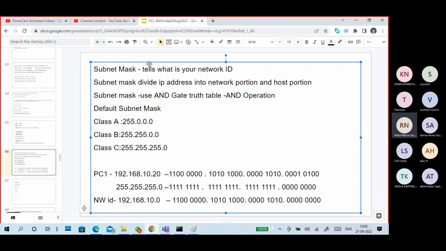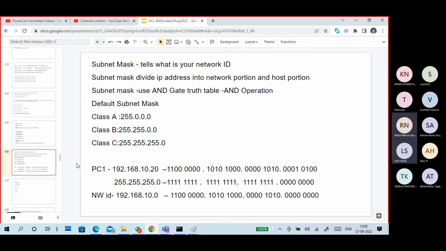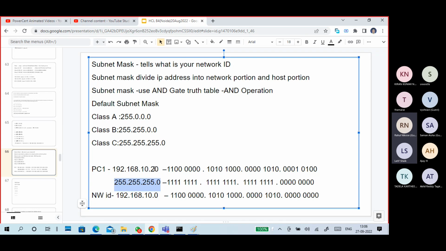Okay, so we got this is the network ID. Don't press on this one, guys. Very simple. What is a subnet mask? Subnet mask will tell your network ID. So I calculated using this subnet mask against this IP address. I got a network ID using AND operation.